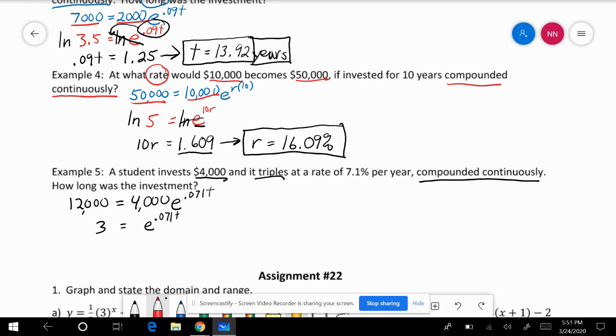And as all of you have probably guessed, in order to get rid of our base, we do the natural log of that base, or the log of that base, which is natural log. Once again, this becomes 1. We get 0.071t is equal to the natural log of 3, which is 1.0986. I'm going to divide it by 0.071, and that gives me t is equal to 15.47 years.